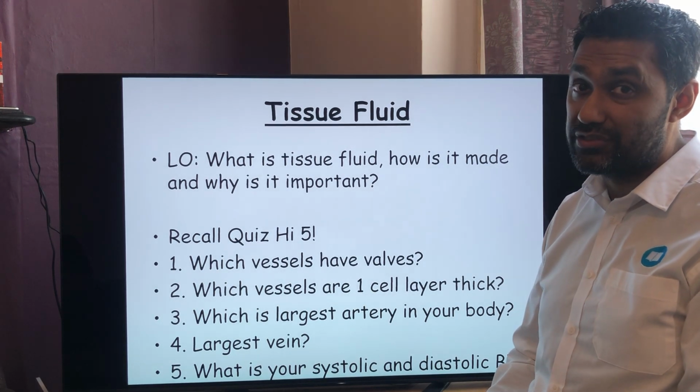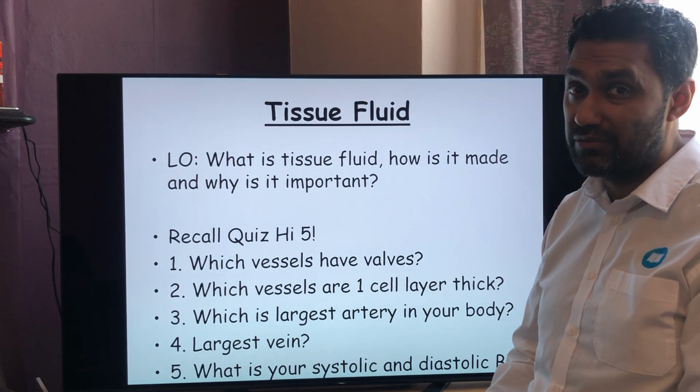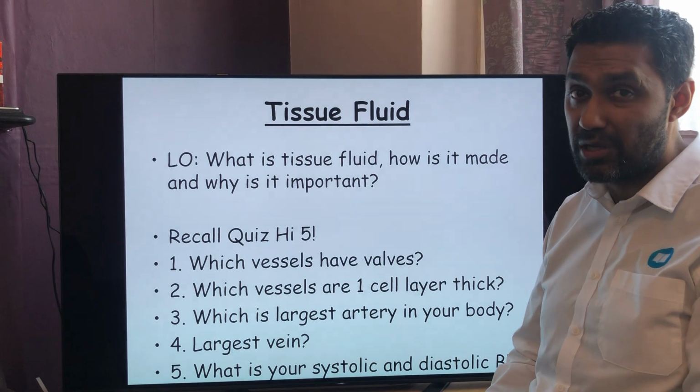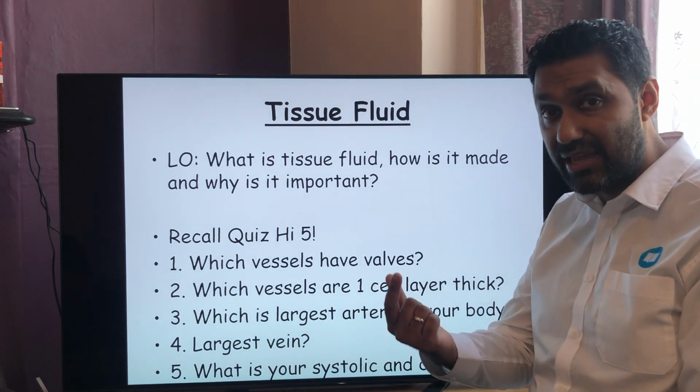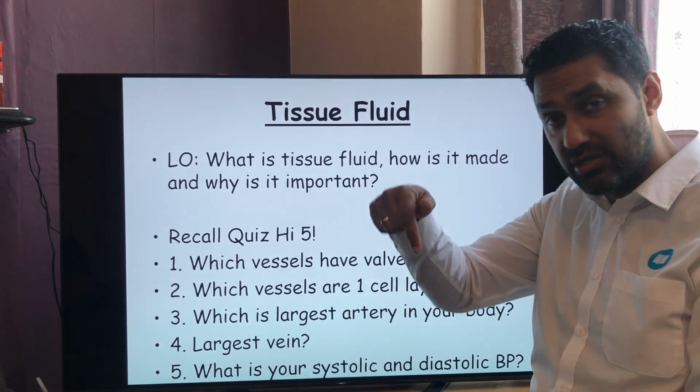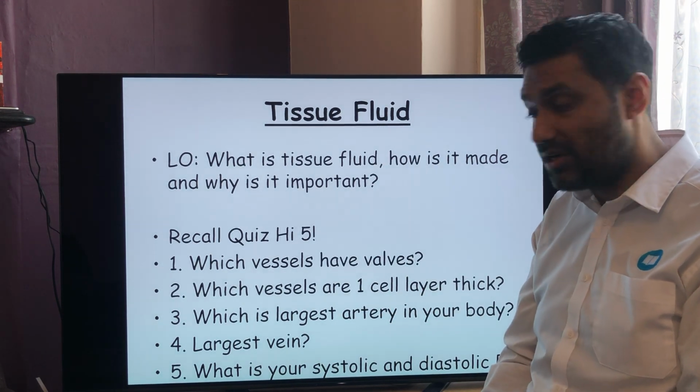Which are your largest veins in your body? Well, there's two of them because one comes from the top, one comes from the bottom. They're your vena cava. So you've got the one that comes from beneath, the inferior vena cava, and there's one that comes from the top, the superior vena cava.